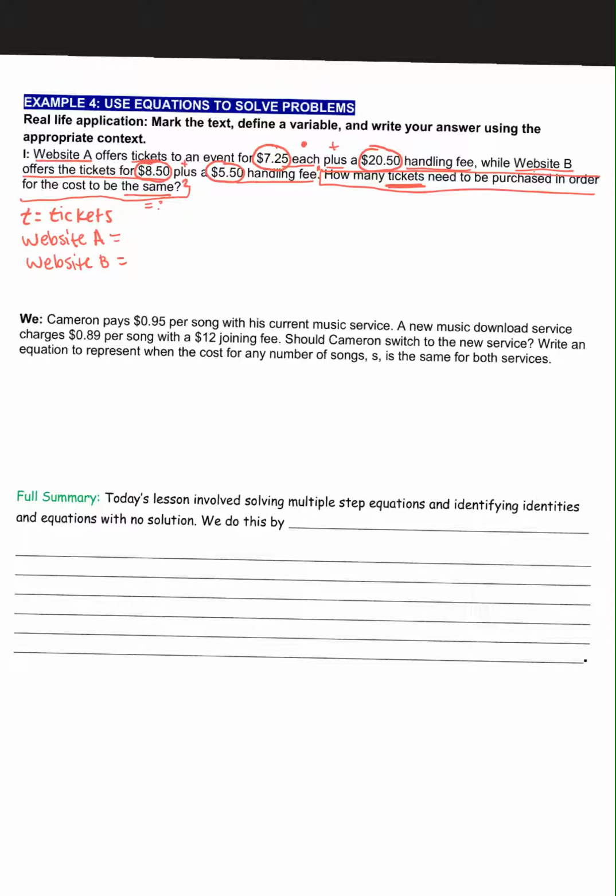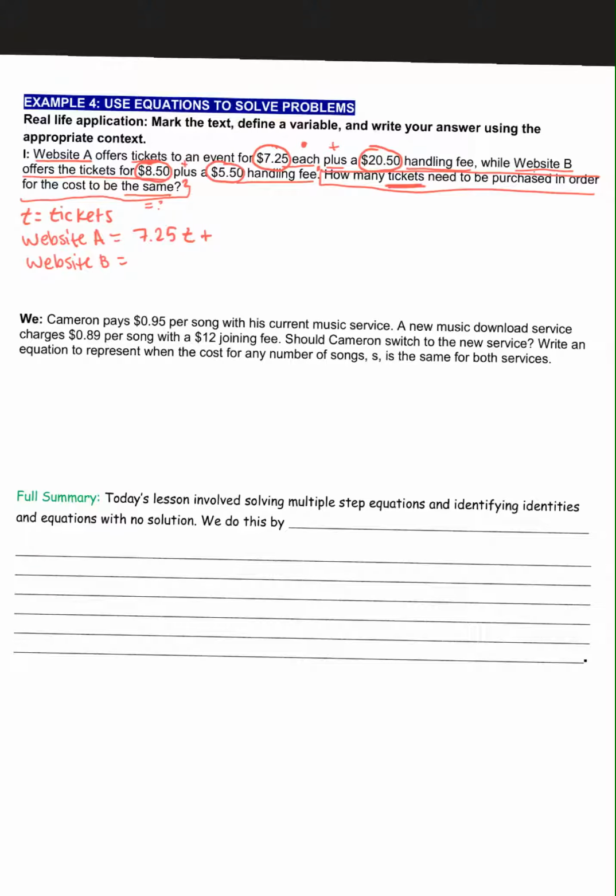So when I'm looking at website A, I'm looking at sentence 1. The first part of sentence 1 tells me a lot. It says it offers tickets to an event for $7.25 each. And I saw multiplication. So that means for website A, I'm going to have $7.25 times the amount of tickets. So that's 7.25 T.